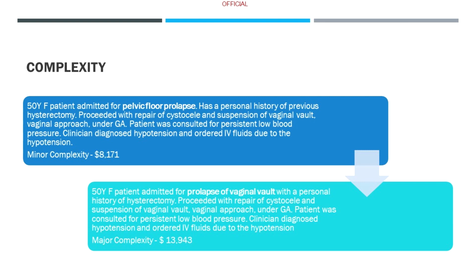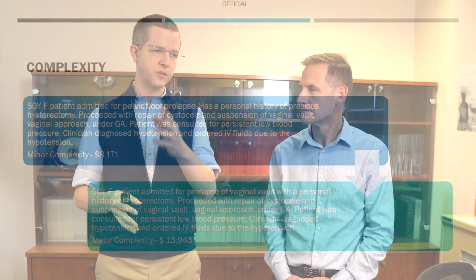So let's look at an example now. You can see in this example, we've got a 50-year-old patient admitted for pelvic floor prolapse, history of previous hysterectomy, not uncommon. There was a repair of cystocele and suspension of vaginal vault via vaginal approach under a GA. That's pretty standard kind of stuff that you do. The patient was consulted for persistent low blood pressure. This was diagnosed as hypotension. Notice the clinical data, then the clinical assessment there, and then the plan was IV fluid. So on a standard basis, that would give you a minor complexity for that particular diagnosis-related group, and you would get, as of this year, about $8,000.